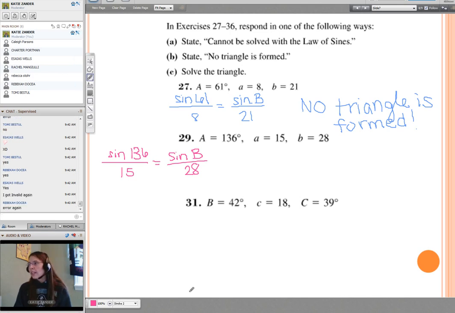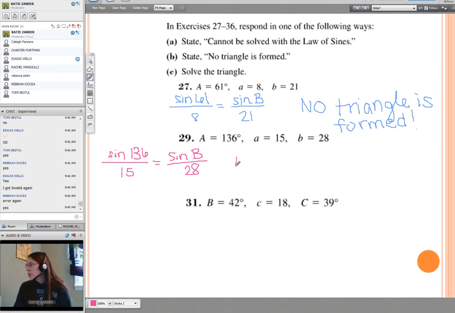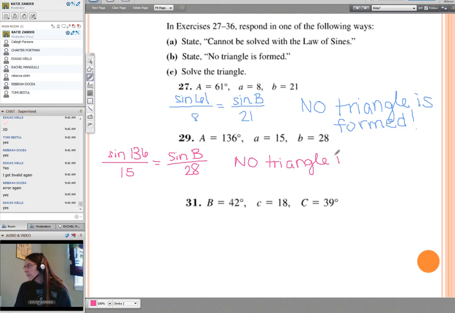Another invalid, an error again. All right. That must have meant that when you cross multiplied, you got a decimal larger than 1. Right? Yep. And so no triangle is formed. All right. Well, we just struck out twice in a row. All right. On to question 31.